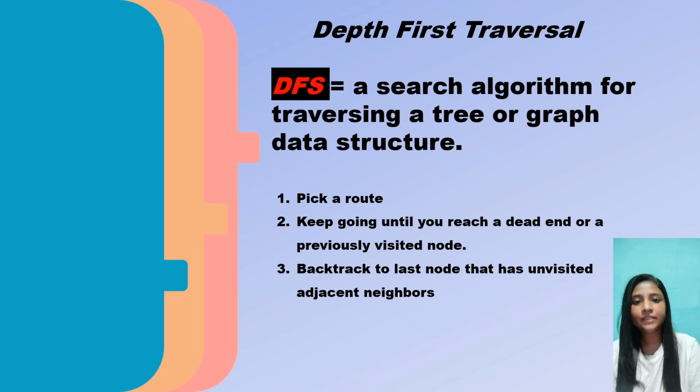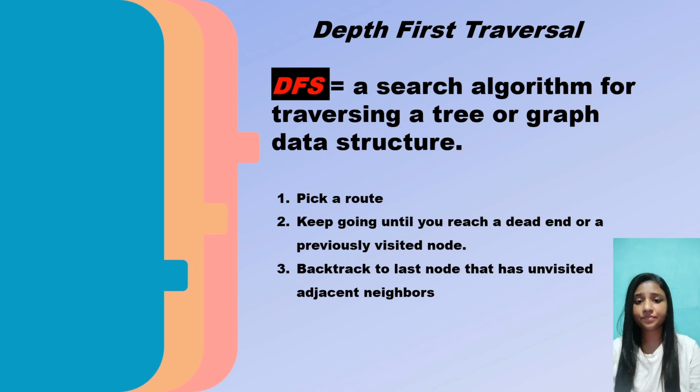Alright everybody, depth-first traversal is a search algorithm for traversing a tree or graph data structure. We can break this down into 3 steps. When navigating a graph, we will pick a route and we will keep on going until we reach a dead end or a previously visited node. If we do, then we will move on to step 3.